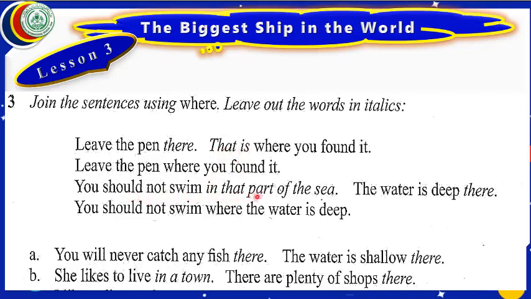You should not swim in that part of the sea. That water is deep there. We should not swim where the water is deep. What will be the answer of A? You will never catch any fish. You will never catch any fish where the water is shallow. What will be the answer of B? She likes to live where there are plenty of shops.